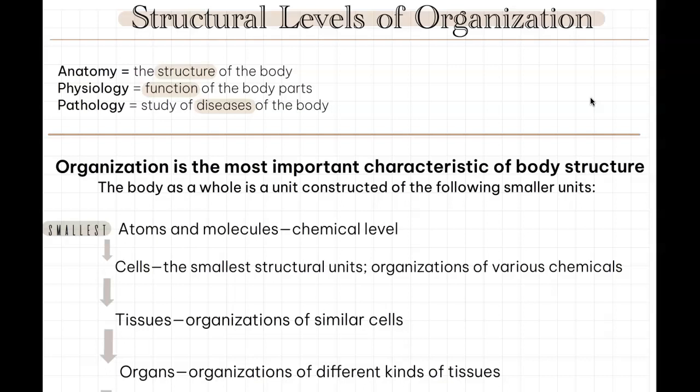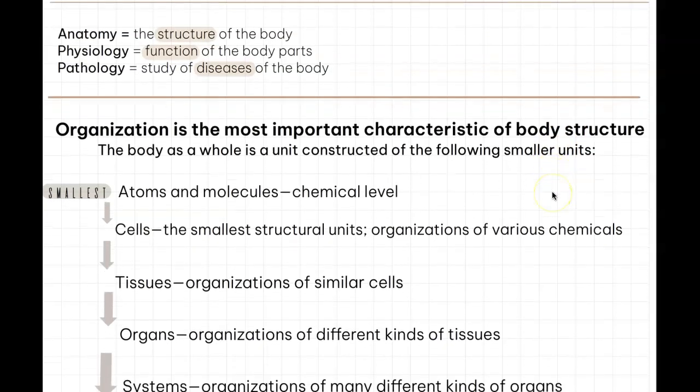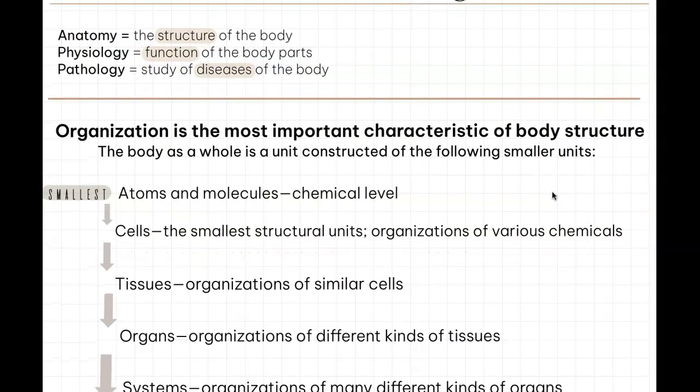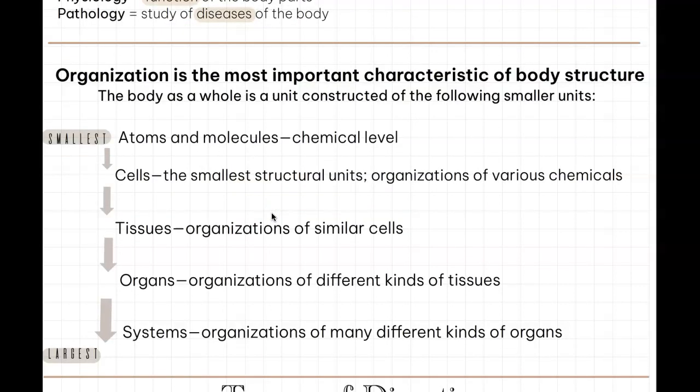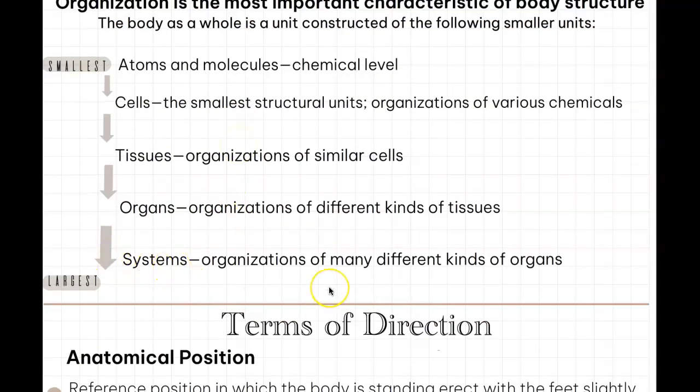Then we have tissues, which are organizations of similar cells. After that, we have organs, which are different kinds of tissues that together form an organ, and then from there we have systems, which are organizations of many different kinds of organs. So starting at the bottom, you have all these atoms and molecules, and when you get enough of those together, they start to make some cells. Cells get together, they start to make tissues. Tissues get together, they make organs, and then the organs all get together and make systems. So atoms and molecules are the smallest, and body systems are the largest.